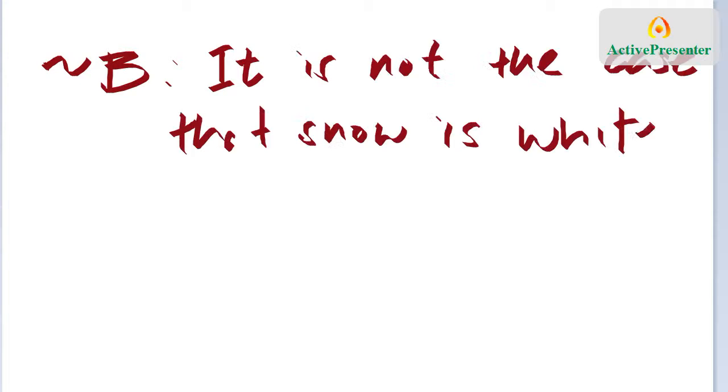So our first expression is tilde B, or we might read this as not B, since the tilde stands for not. And so in English it would be, and we'll go with the exact translation that's on page 4. So it is not the case that snow is white.